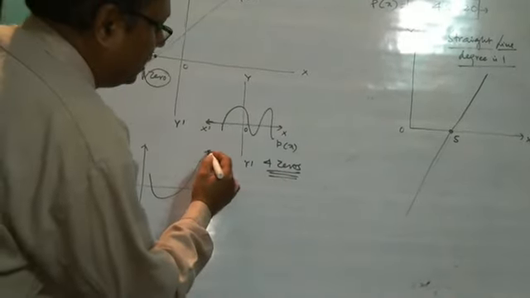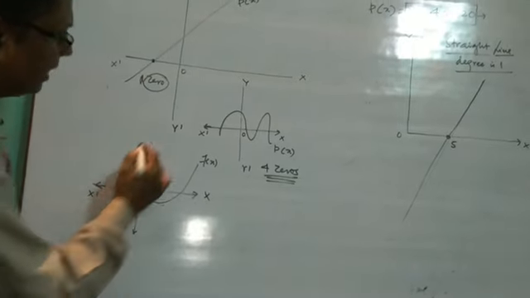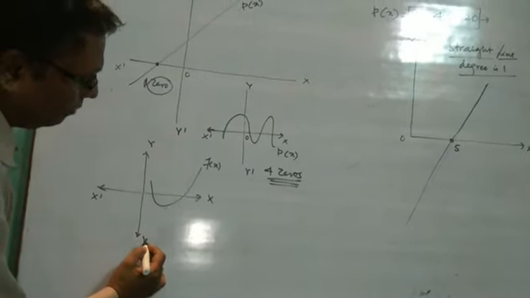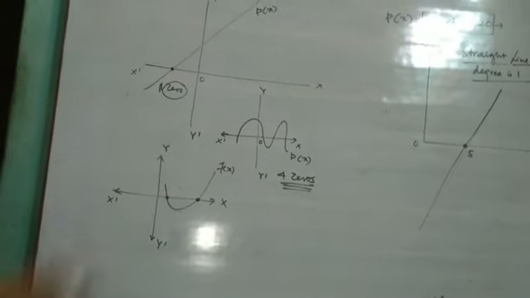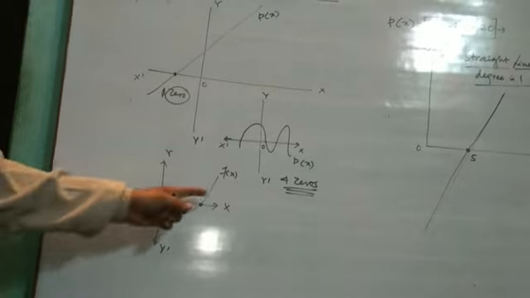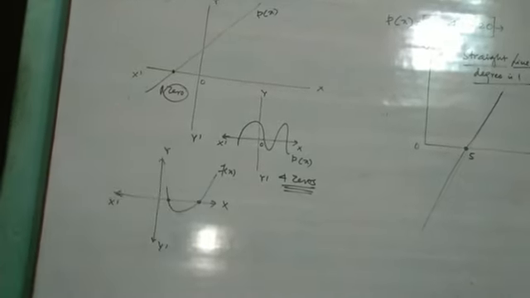This is the polynomial f(x). In how many points does it intersect the x-axis? Students, see very carefully. There are 2 points at which f(x) intersects the x-axis. Therefore, how many zeros are there? Exactly 2 zeros are there.